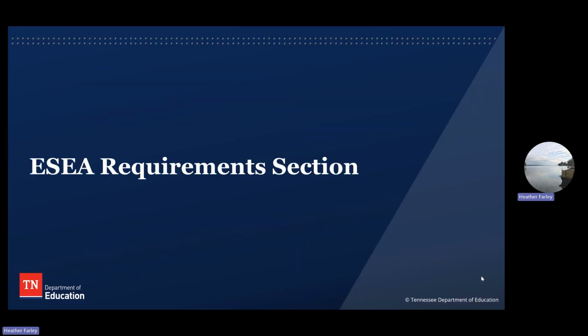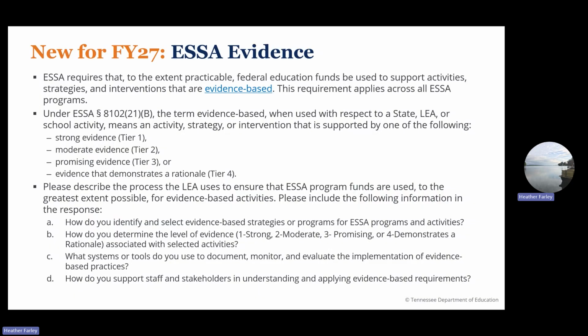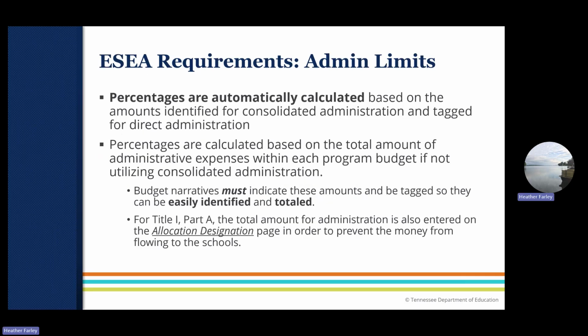With the ESSA requirements section, there is a new page to this, and it is the ESSA evidence that was embedded in Inform Tennessee. It is now going to be part of the CFA. You will need to answer your tiers of evidence along with how you determined that, and a few other questions. And then also within the ESSA requirements section, there are your administrative limits, whether you take Con Admin or you take direct admin. And in addition, it also has your indirect cost as well.